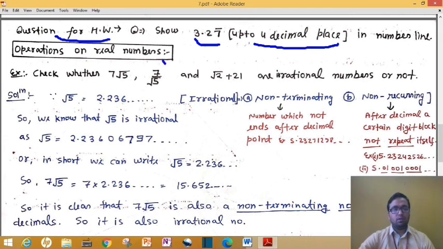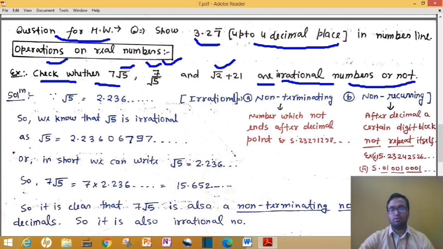Now we will move on to the new topic, that is operations on real numbers. Okay, so which kind of operations or which kind of questions may be asked based on real numbers. Example 1: 7 root 5 is a number, another number is 7 by root 5, and the third number is root 2 plus 21. You have to tell whether these are rational or irrational numbers. So see the solution.